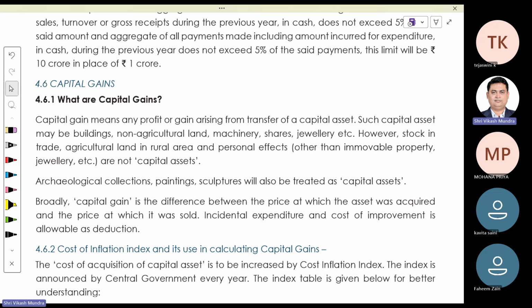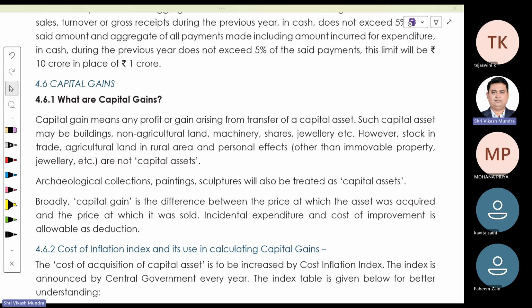In general, whatever asset you have, all are considered as capital assets. There is a negative list provided by the income tax law. Apart from that, all assets, whether tangible, intangible, movable, immovable, are considered as capital assets. If you transfer those assets, and transfer is a wider term than sale, and you earn some profit, then that profit is considered under the head capital gain. That gain, even if it is negative, would be considered under the head capital gain.